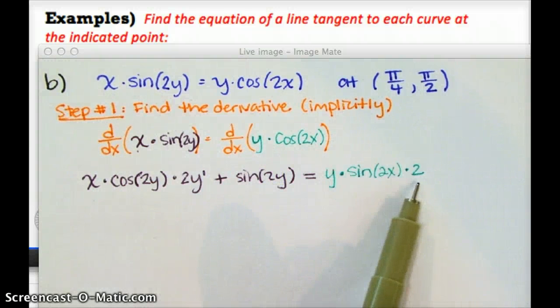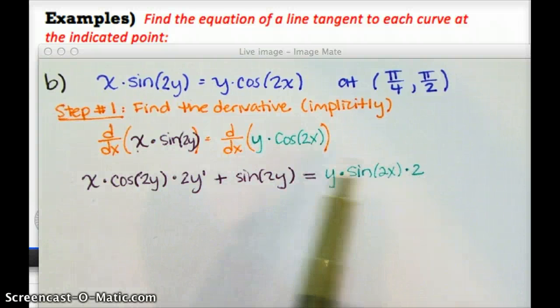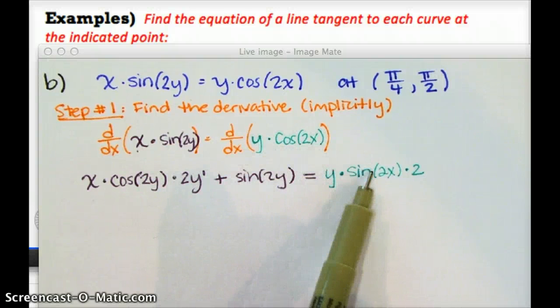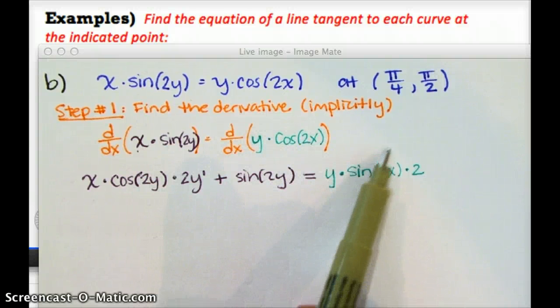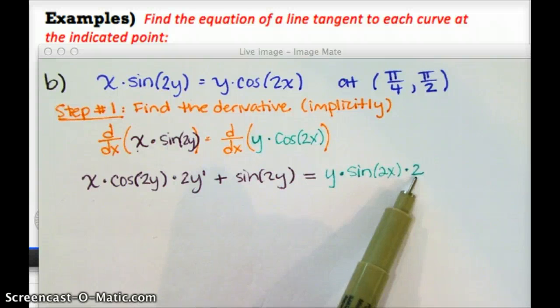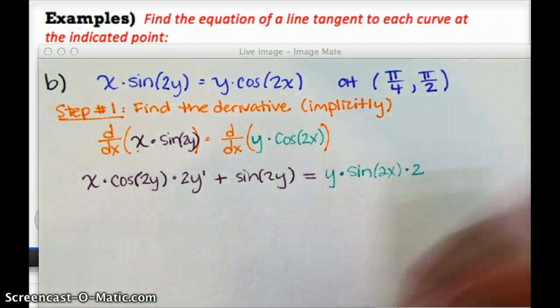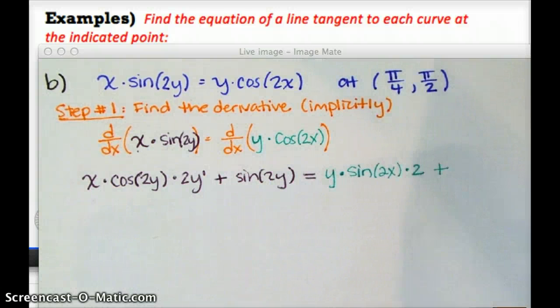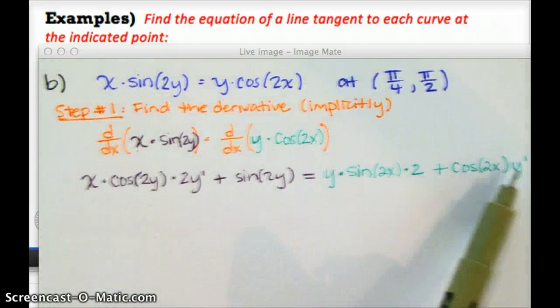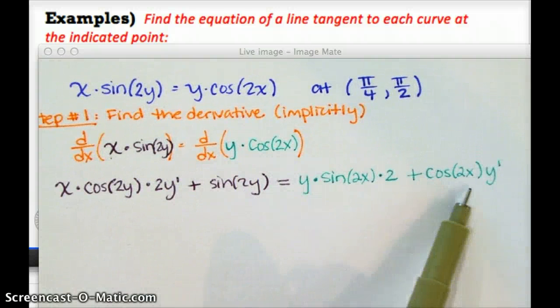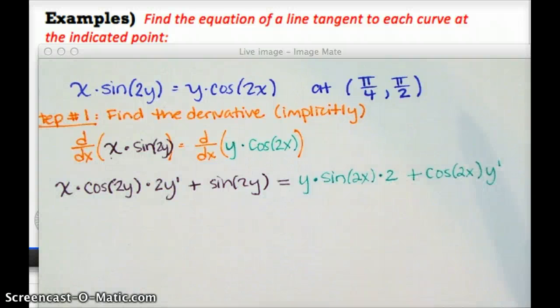Why did I write a 2 right here? Exactly, because that's the chain rule. We take the derivative of the outside, which is cosine, keep the inside, but take the derivative of it at the back. Now, this was u times dv, and then I need to add v times du, and that's just y prime. Great, so I've taken the derivative of both sides.